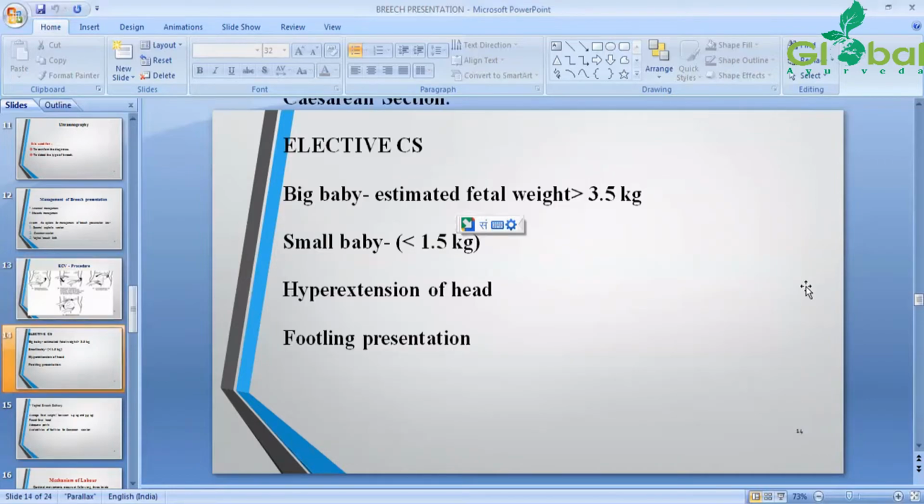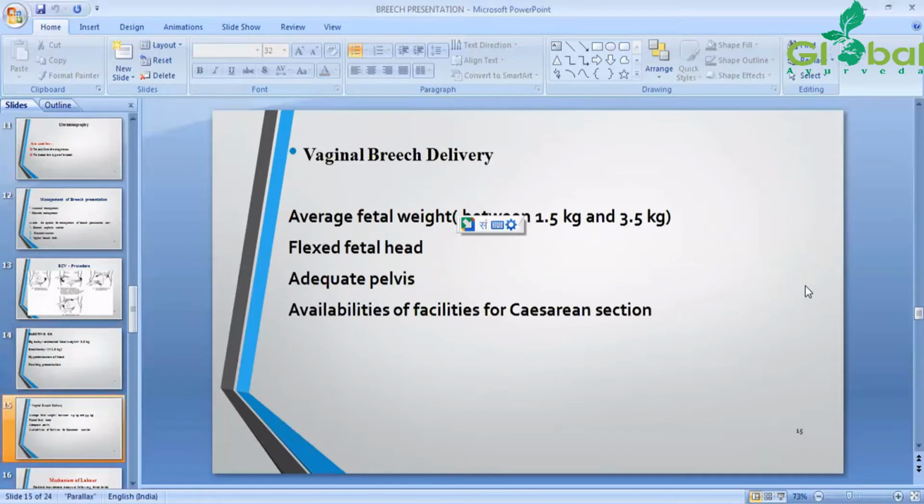Then what are the criteria for doing cesarean section? That is a big baby, weight greater than 3.5 kg, or a small baby weighing less than 1.5 kg, or if there is hyperextension of the head or footling presentation. Then we can advise vaginal breech delivery if the fetus has an average fetal weight between 1.5 to 3.5 kg, a flexed fetal head, and the pelvis is adequate.